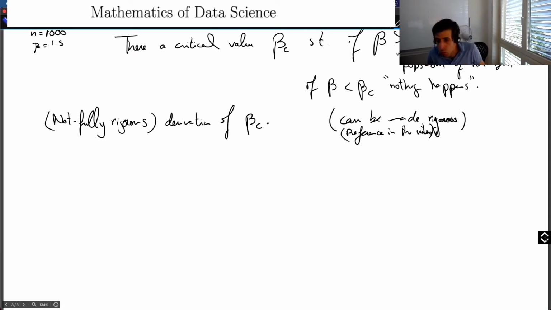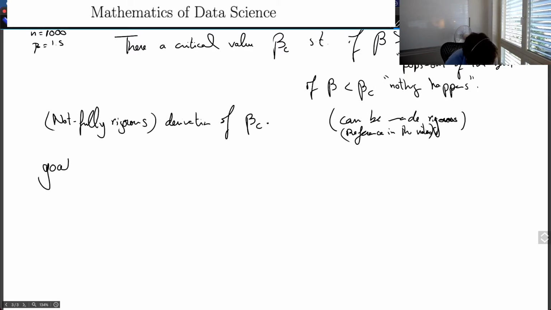So we're going to work out what is the right value of beta c, and every time I do something that's not quite rigorous, I'll mention it, but the steps can indeed be made rigorous. Okay, so we're going to try to understand the behavior. So the goal is to understand, right?